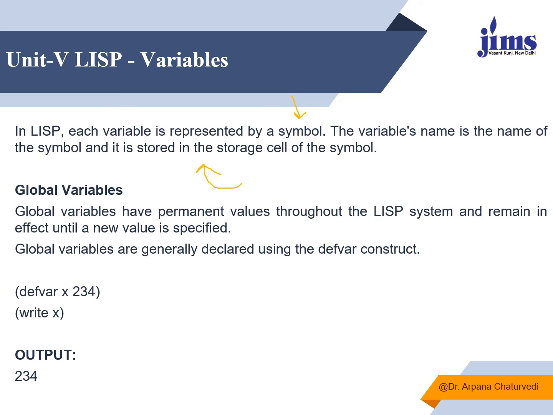Global variables are usually declared using the defvar construct. There are so many constructs, but whenever you are declaring a variable using the defvar construct, it means it is a global variable. It is a very simple program where we haven't done anything, only we have initialized the value of the x variable as 234. I am trying to write it and I can see the output is 234.